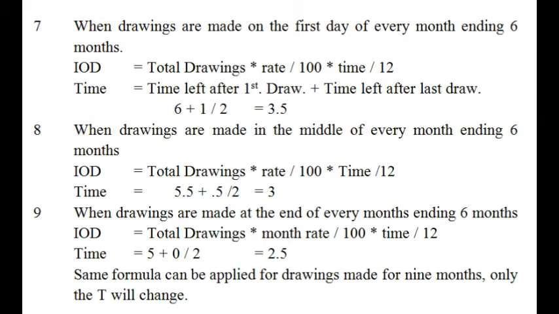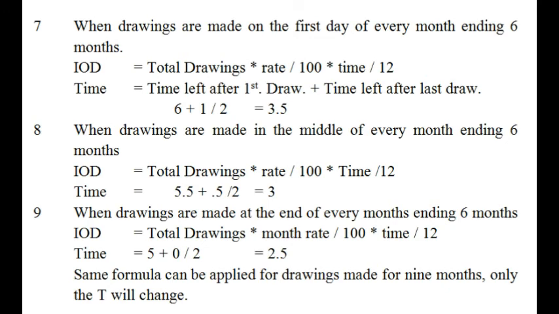The seventh one, when the drawings are made on the first day of every month, ending 6 months. Only 6 months we will take here. The formula is the same; drawings will be multiplied by 6. The first drawing was made on the first day of the first month. How many months remaining? 6. The last drawing was made on the first day of the 6th month. So 1 month. Divide by 2. 3.5 is the T.